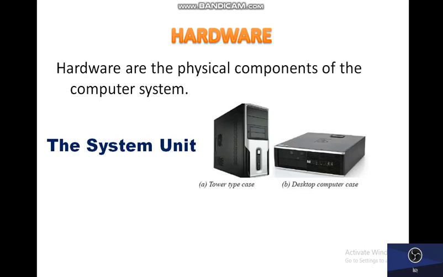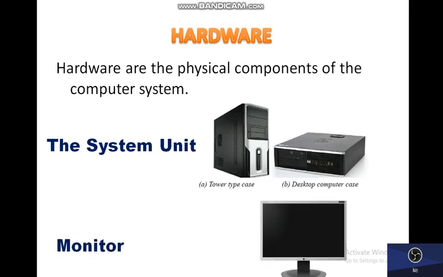We have the system unit itself. We have two types of system units here, the desktop and the tower-based system unit. This is where your central processing unit is housed, your motherboard is housed, the RAM, the hard drive, and other important components of the system are housed. Actually, the system unit is the computer itself.